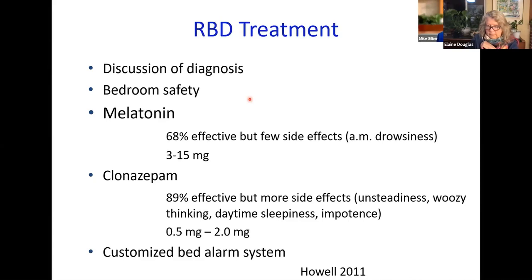We started at 3 milligrams, and then increase the dose by 3 milligrams every week or so if the movements are continuing. Most people need 9 to 15 milligrams to see a good response, a fairly high dose.